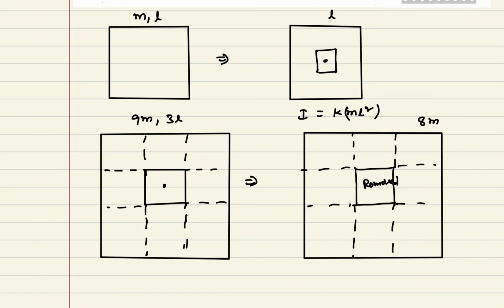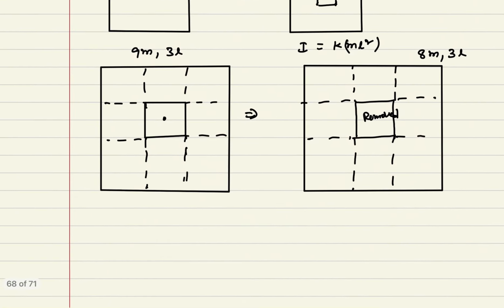Each has mass m, so you can write 8m. The side is 3l. Now the new moment of inertia you can write as k times 8m into 3l whole square. Now you can write 9 into 8, I will get 72I.